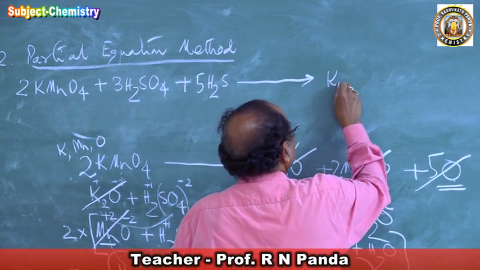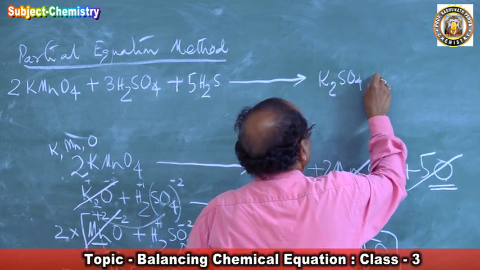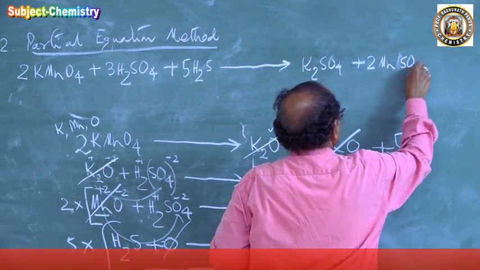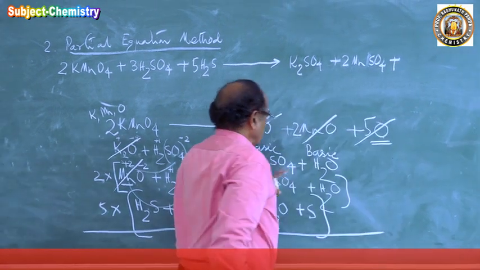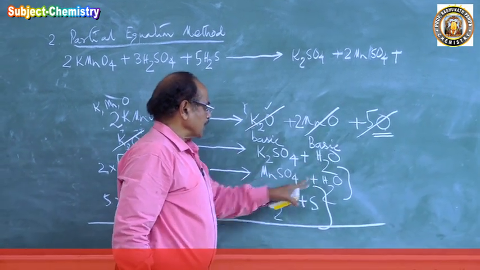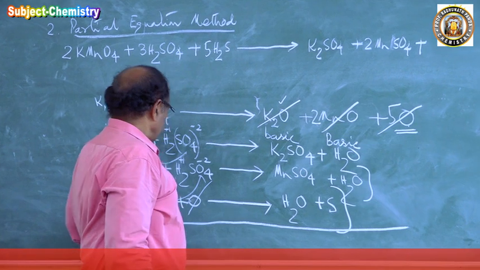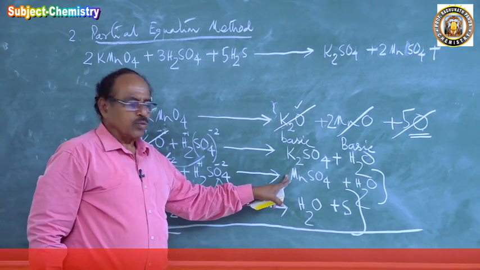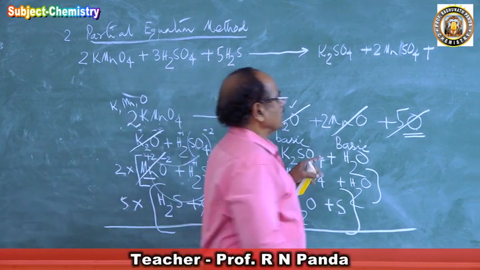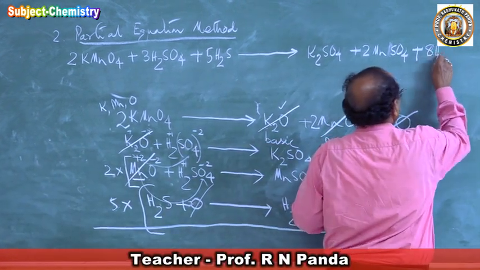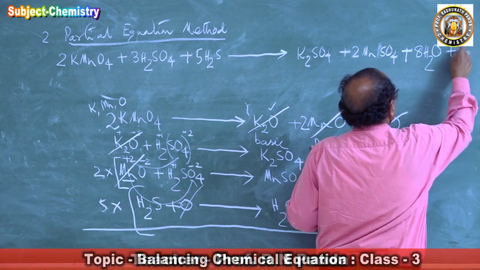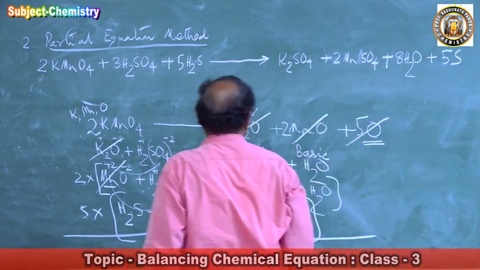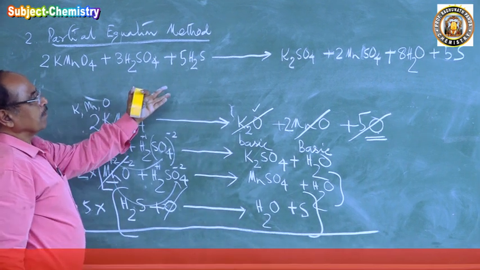K2SO4. Then 2 MnSO4. Then water. 1 water. Here 2 water. Here 5 water. In the last equation, you are multiplying by 5. So 5 water. Here is 2 water. Here is 1 water. So you will have 8 water and 5 sulfur. Okay, so this is the final equation.